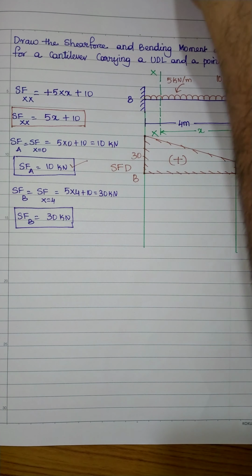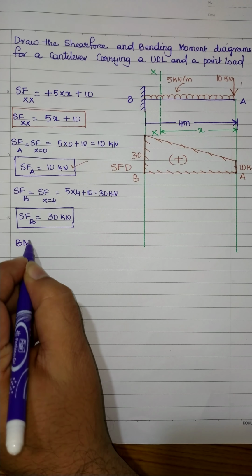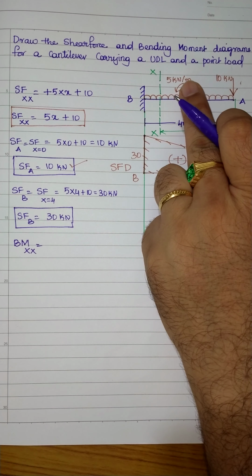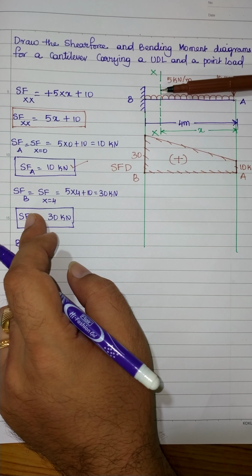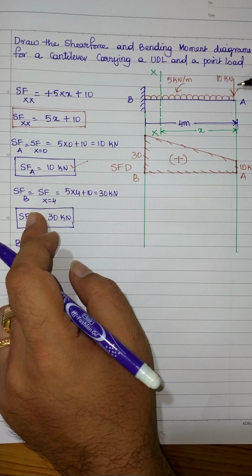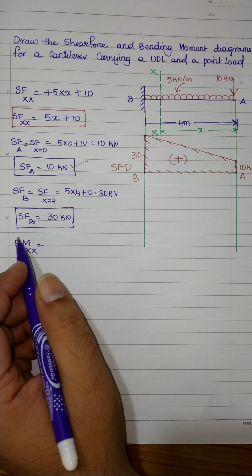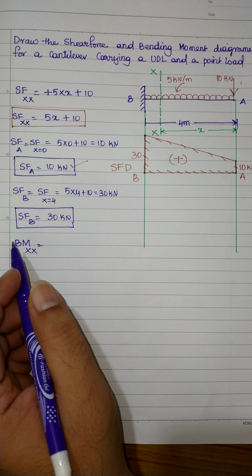Similarly, let us calculate the bending moment and draw the bending moment diagram. Bending moment at any section X-X, towards the right side of the section: the 5 kN per meter load is trying to bend the beam in the downward direction, and the 10 kN will also try to bend the beam in the downward direction. When they bend the beam in the downward direction, they are creating a hogging moment, so it will be negative.